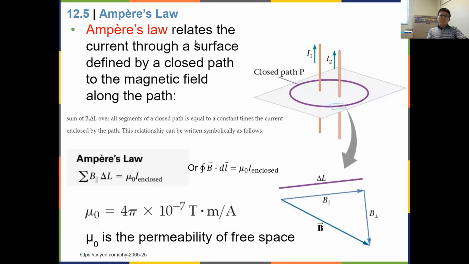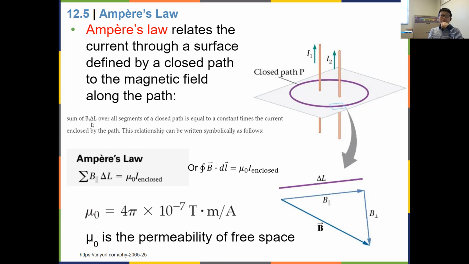So Ampere's law relates the currents through a surface defined by a closed path to the magnetic field along the path. So this is what it says. Let's take a look at the text first.